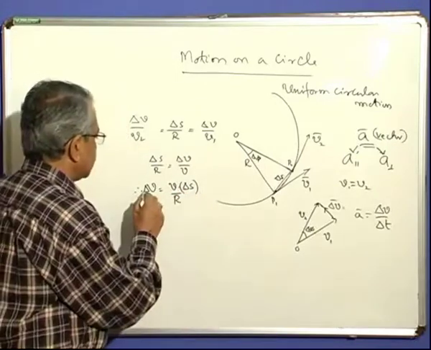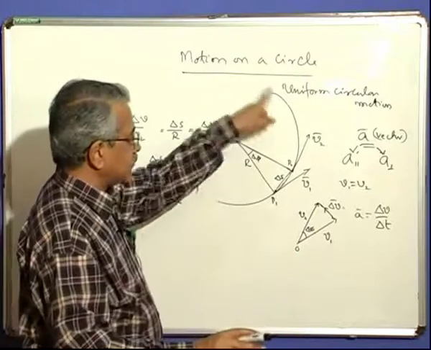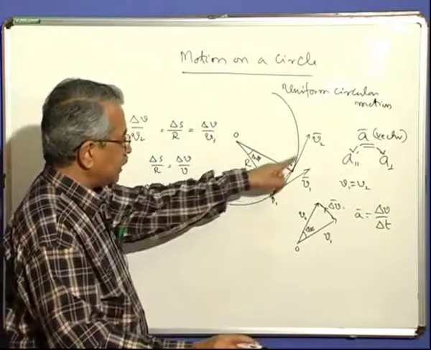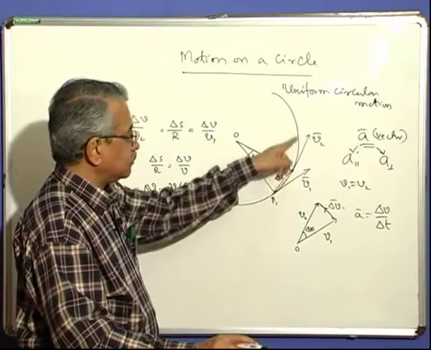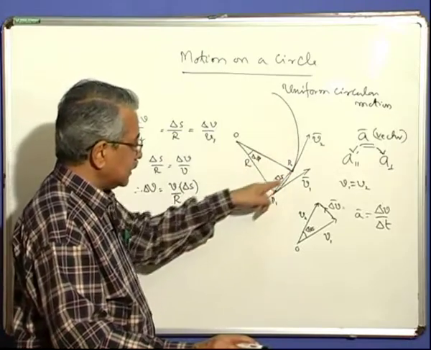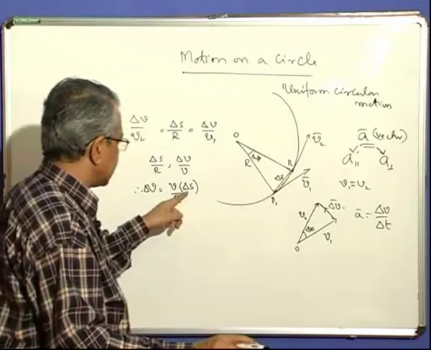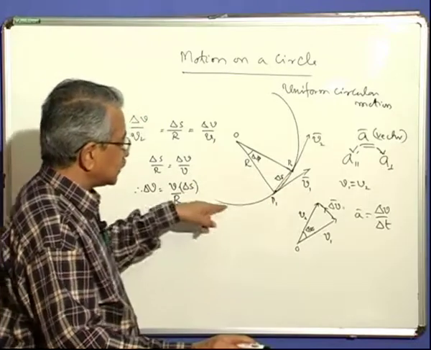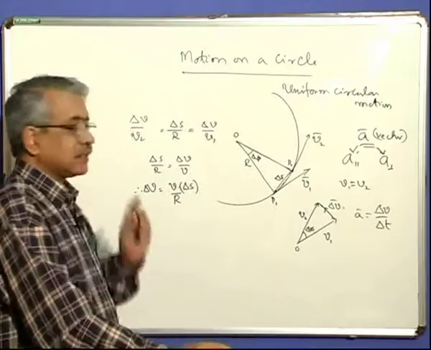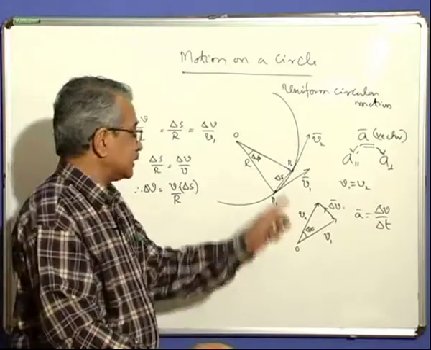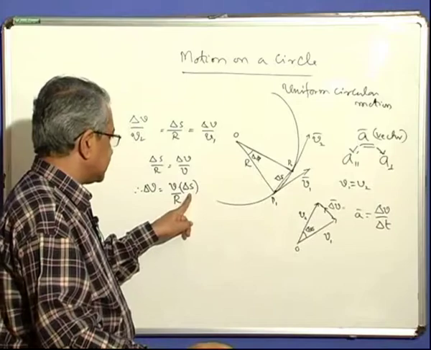Now when the particle is moving on the circumference of a circle, from point to point what is changing is the position. P1, P2, P3, it goes on changing. Accordingly, the displacement is changing, that delta S is changing. Whereas the speed along the curve is the same, that means V is constant, and R, the radius, also is constant. So what is changing is delta S.